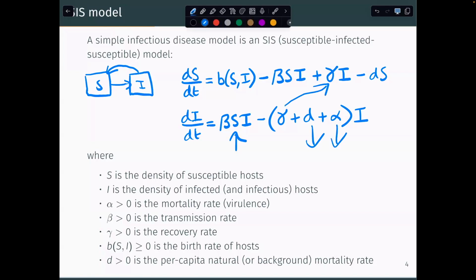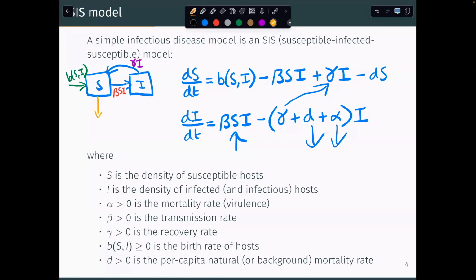So one way of extending this sort of transition diagram, if you like, is that there would be a B term that comes in. So this would be my B of S, I here. I would have this beta SI would be my infection term. I would have gamma I here as my recovery.